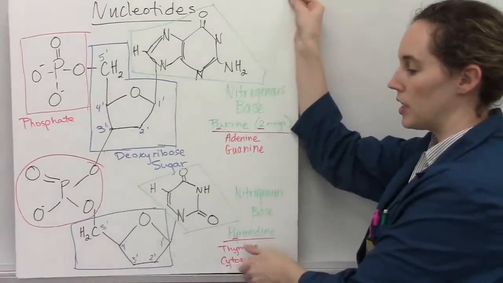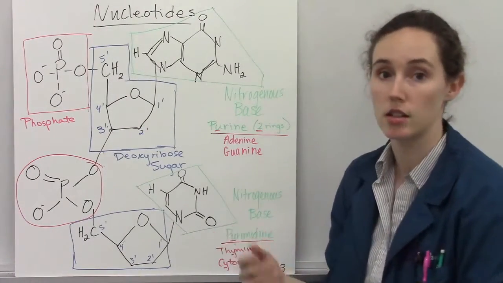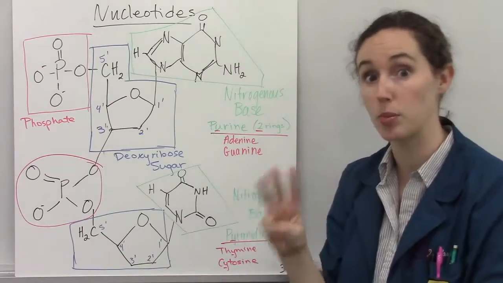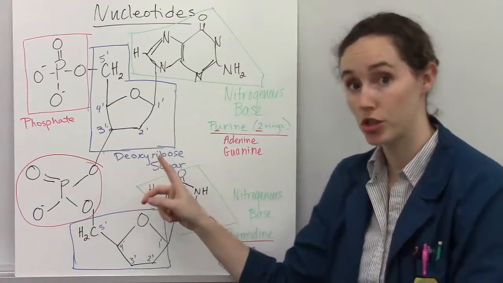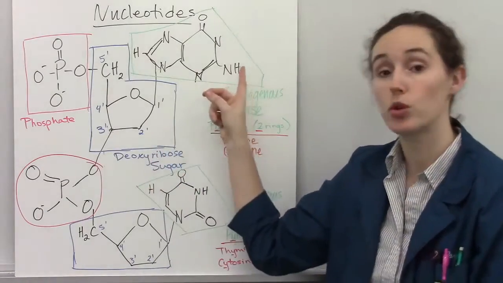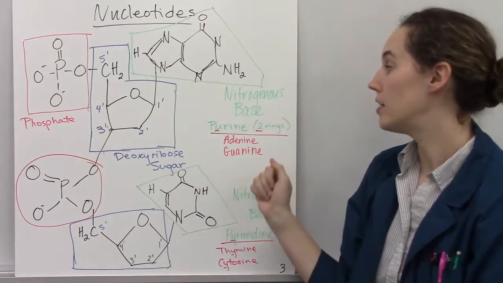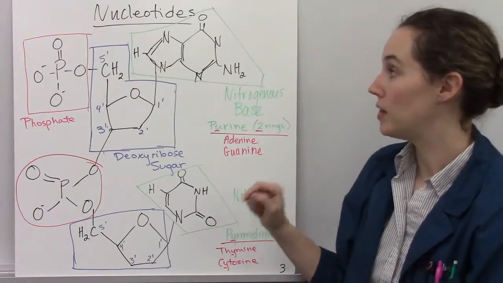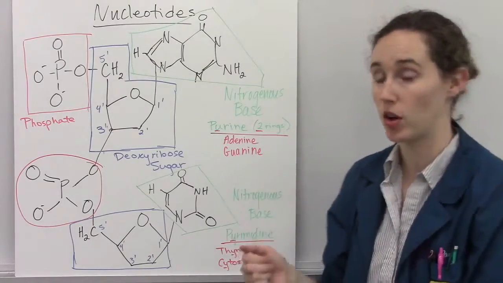Before we go deeper into DNA replication, we should understand the structure of nucleotides. Nucleotides are made of three pieces. They're made of a phosphate group, a deoxyribose sugar, and some sort of nitrogenous base. In this top nucleotide, I have a purine. And the two purines are adenine and guanine, or A and G, as you may have heard it.